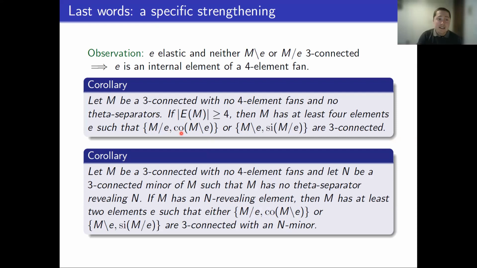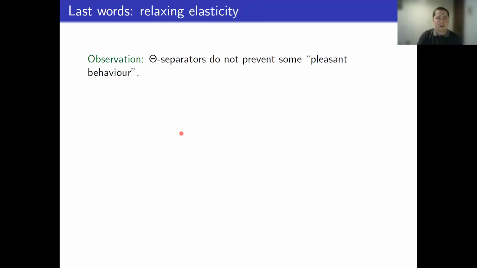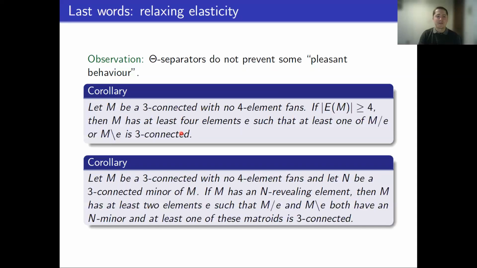And in this vein, I've said many times, theta separators are not a problem. And one element of pleasant behavior that they don't prevent are these things here. So this is in the same vein. If M is a 3 connected matroid with no 4-element fans, then M has at least 4 elements E such that at least one of M contract E or M delete E is 3 connected. This might be independently easy to prove. I just spotted this only in the last couple of days. That's a thing I could probably mention. And you get the analogous N revealing result here.